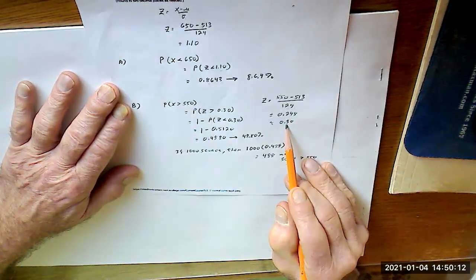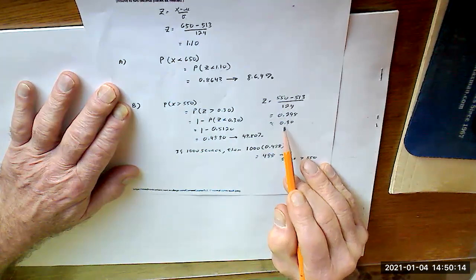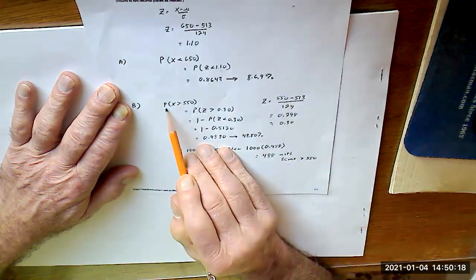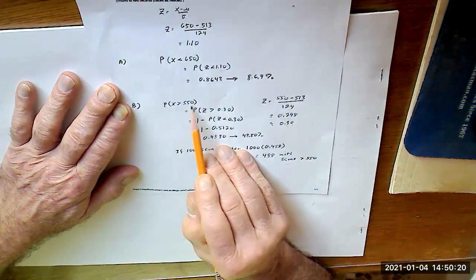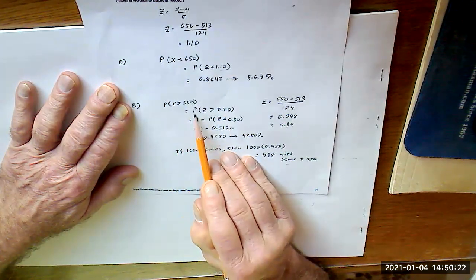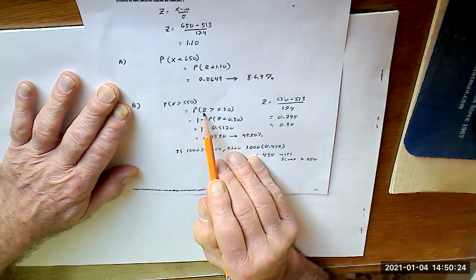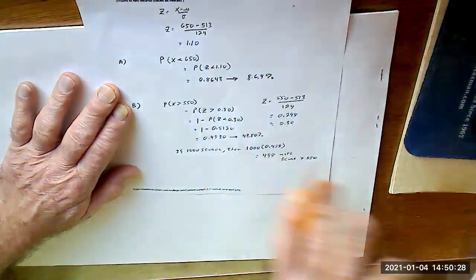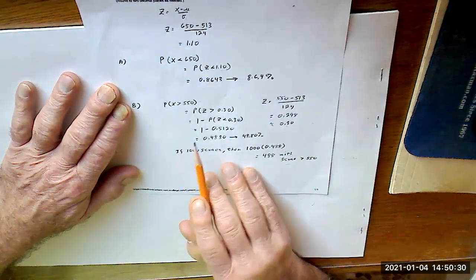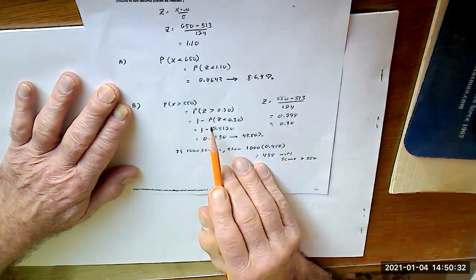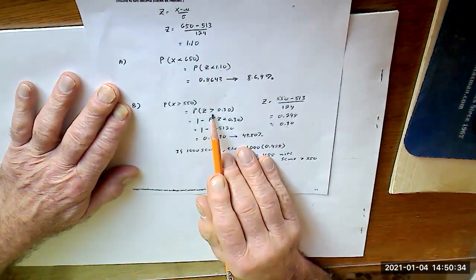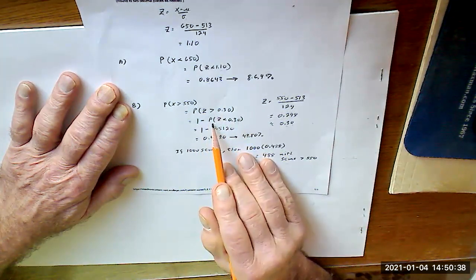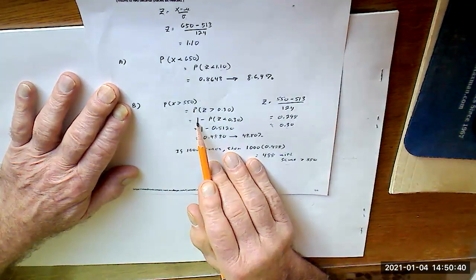Using the tables in the back of the book, I'm going to round that to 0.30. The probability that x is greater than 550 is the same as the probability that z is greater than 0.30. That's to the right of the z-score. So we are only calculating the area up to that z-score, and we need to take that area away from 1.